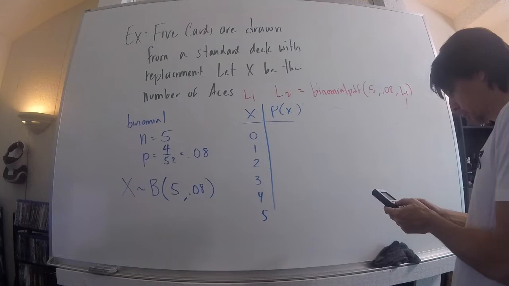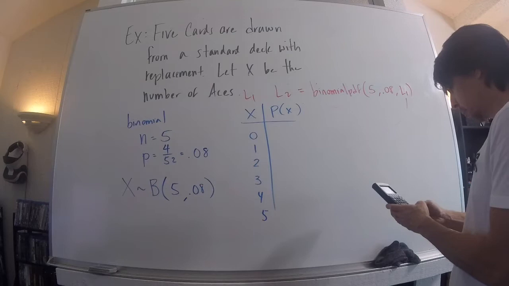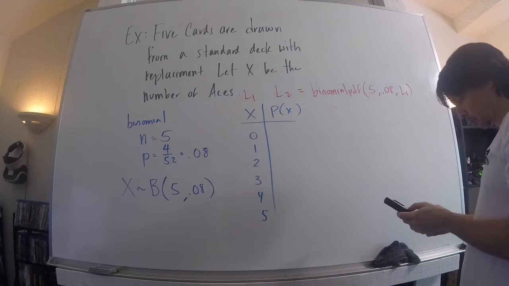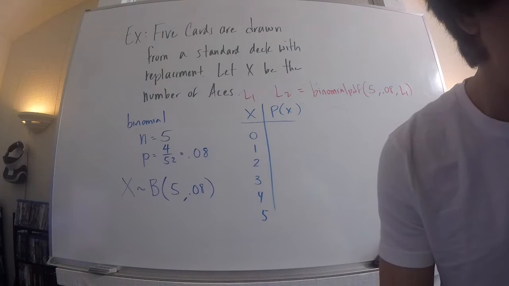It's under distribution. You have to scroll though. It's like number 13, or no, it's number A, which is like 11-ish. Five trials, 0.08 probability of success. My X values are what the Ks are, and I'm going to just put L1, hit enter again. And it gives me all these probabilities. They're a little bit off because of the rounded figure. That's fine.